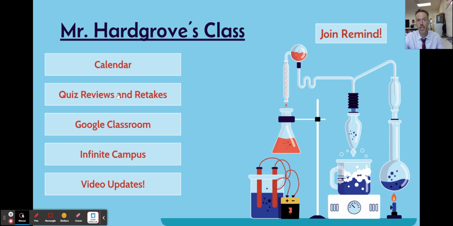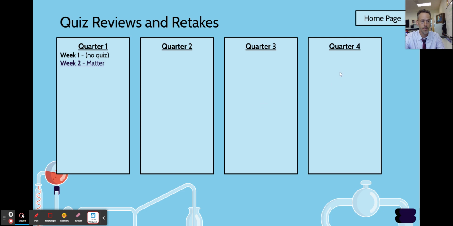The next important thing to look at on my website here is quiz reviews and retakes. I'm going to explain why this is so important. My class is going to be weighted really heavily towards assessments this year. How I like to do things, I like my class grade to depend on what your child has learned and what they know and what skills they have acquired, not how much work they've got done. So the biggest portion of their grade, 75% of their grade, is based on quizzes and tests.